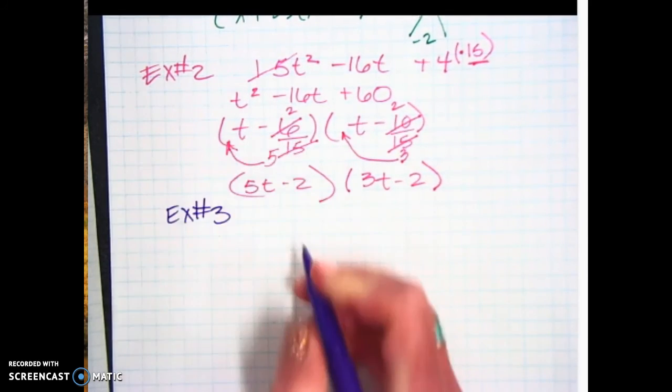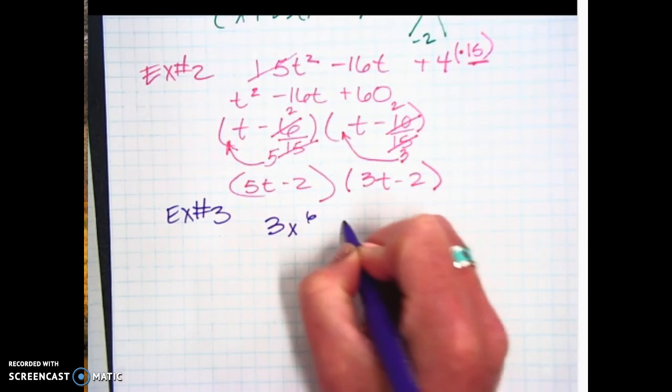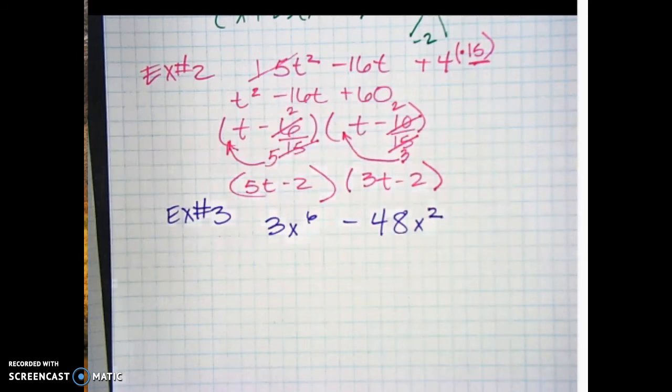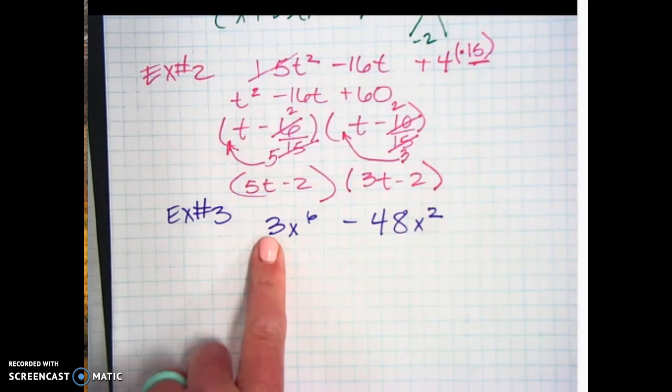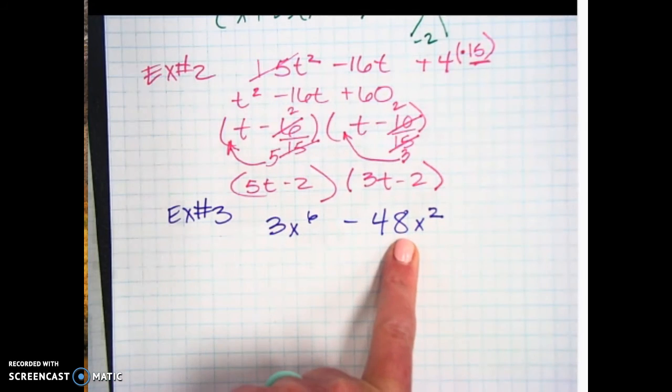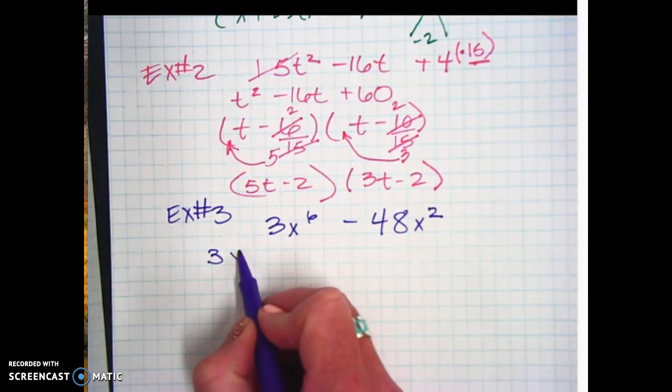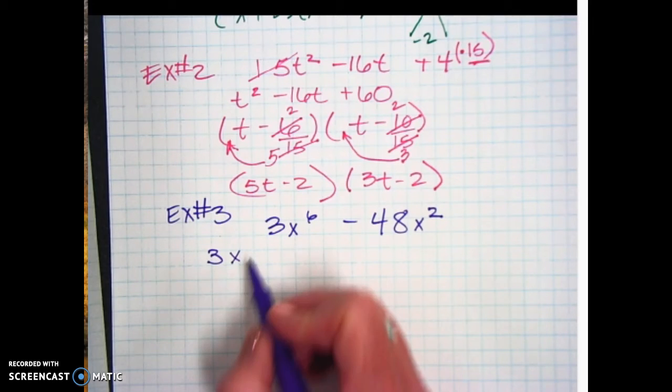Example number 3, 3x to the 6th minus 48x squared. Looks like we probably have a GCF, right? I'm going to guess 3, right? Because 3 goes into 3. Does 3 go into 48? Yes. So part of the numeric part of the GCF is 3. And then x to the 2nd.